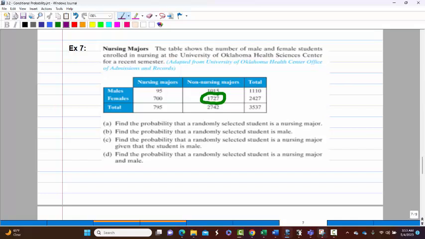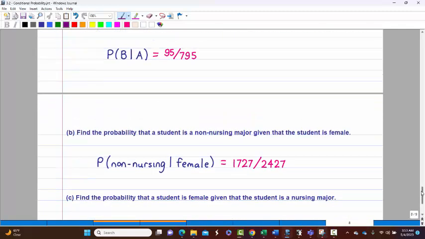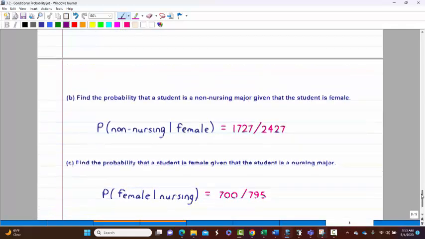The denominator now would be the 2742. It would still be 1727 on top, 2742 on bottom, if it was given that they were non-nursing. Probability of female, given that you know they're a non-nursing major. And there's 2742 non-nursings. It may take a little time to get the hang of this.